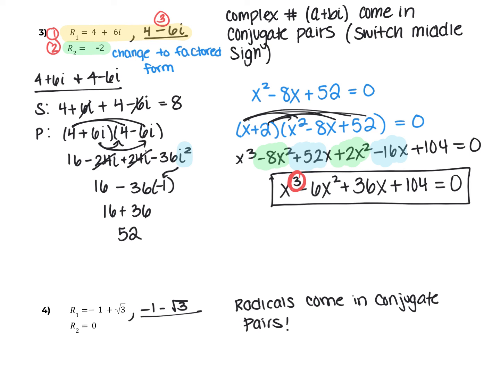So the degree, or the highest power, tells you the number of roots you should have. Now, if you're a little unsure as to how the root from -2 changed to x plus 2, we could talk about that more tomorrow in class. But for now, just get the general idea.